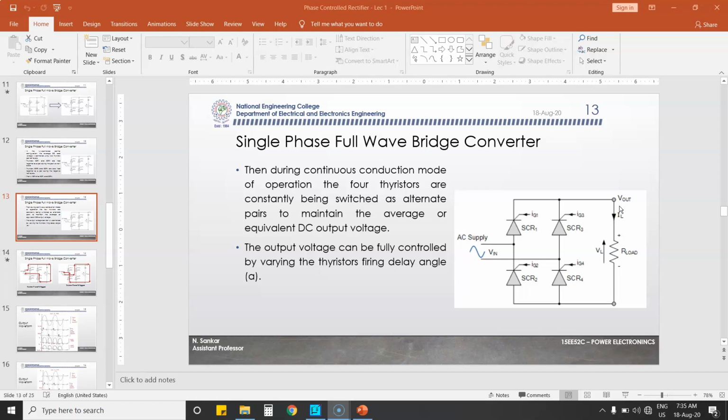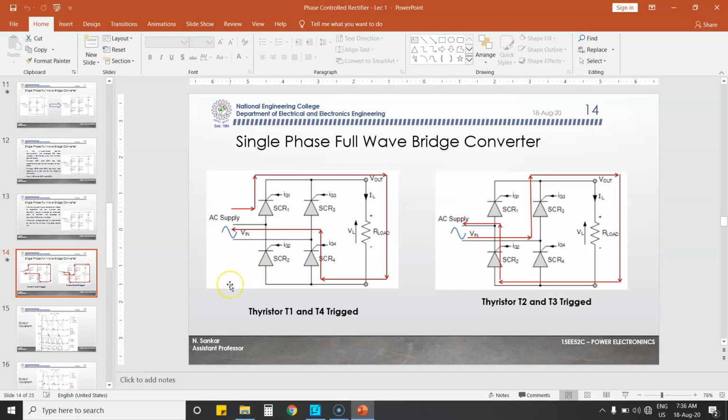So how the SCRs are triggered is, in the positive half cycle, for the angle from 0 to 180 degree, SCR1 and SCR4 will get triggered. So the current direction will be from the supply through SCR1, from that to load, from there to SCR4, again to the neutral. This is for the first 180 degree.